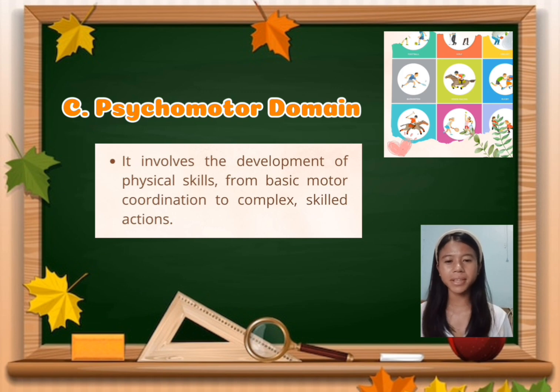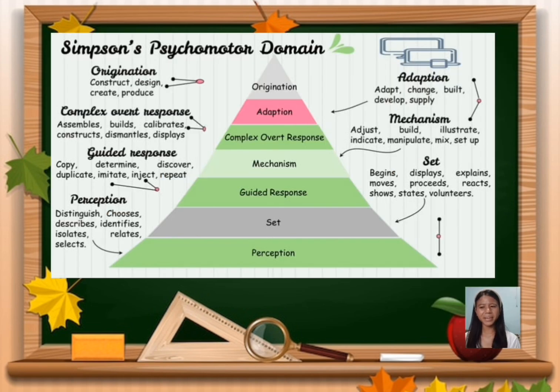The last, we have the psychomotor domain. This domain refers to physical skills and movement. It involves the development of physical skills from basic motor coordination to complex and skilled actions. This domain is important in areas like sports, dance, or tasks requiring hand-eye coordination. There are 7 levels of the psychomotor domain according to Simpson's taxonomy.